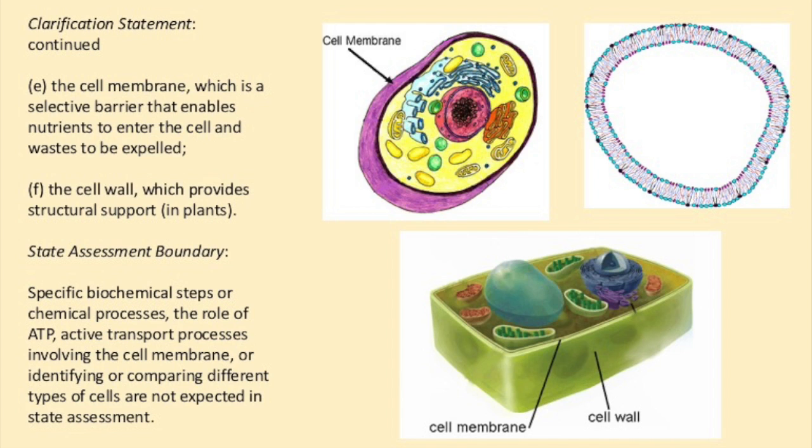The state has also identified things that students do not need to know in grades 6 to 8. The state assessment boundary lets us know that specific biochemical steps or chemical processes, the role of ATP, active transport processes involving the cell membrane, or identifying or comparing different types of cells are not expected in the state assessment.